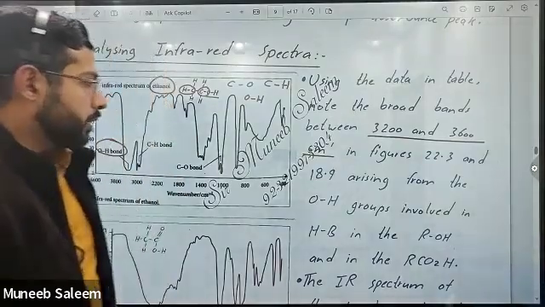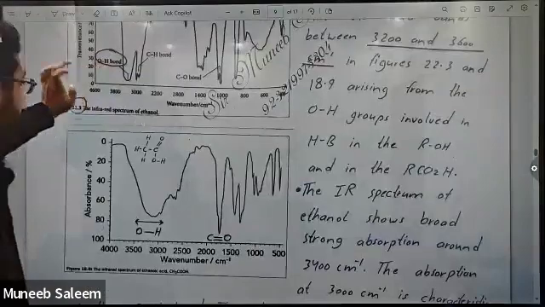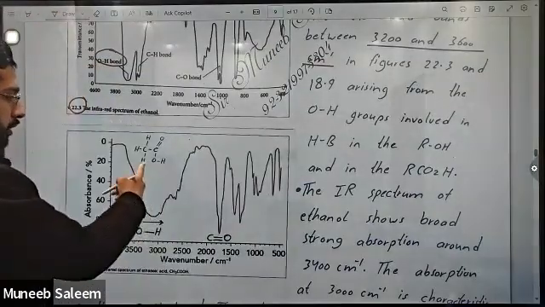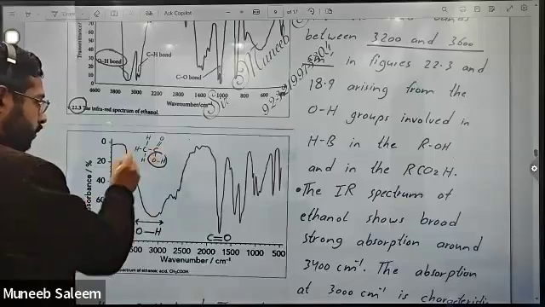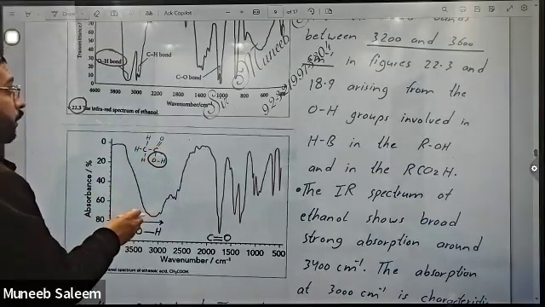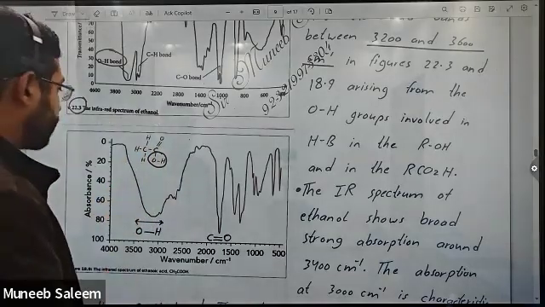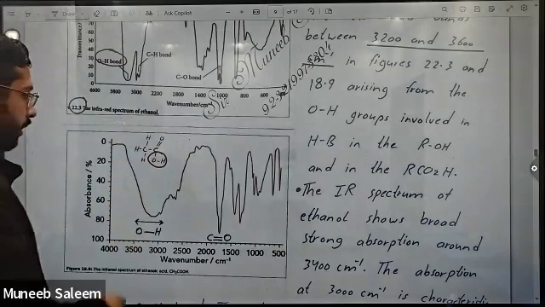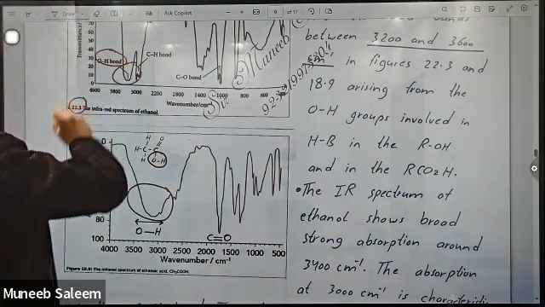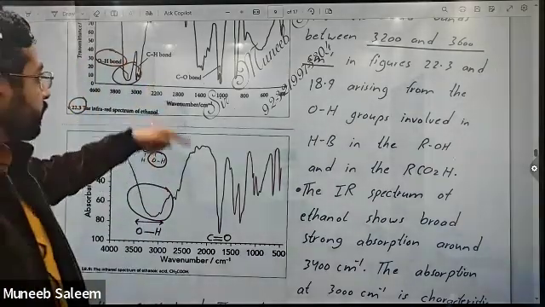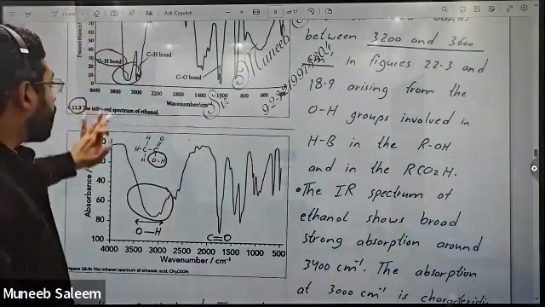In figure 22.3 and then in figure 18.9. In 18.9, this is the structure of a carboxylic acid, and inside this structure we also find an OH group. Now this OH group shows the same broad and intense peak in the same region of 3200 to 3600 per centimeter. So this whole peak is the peak of the OH bond. But the difference is that this one belongs to alcohol and this one belongs to carboxylic acid. How do we know that?